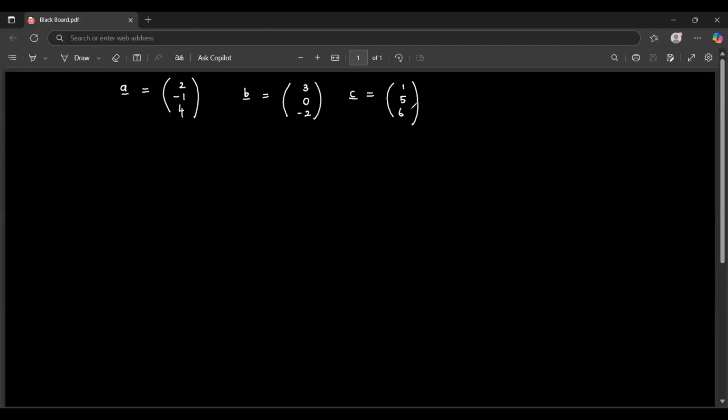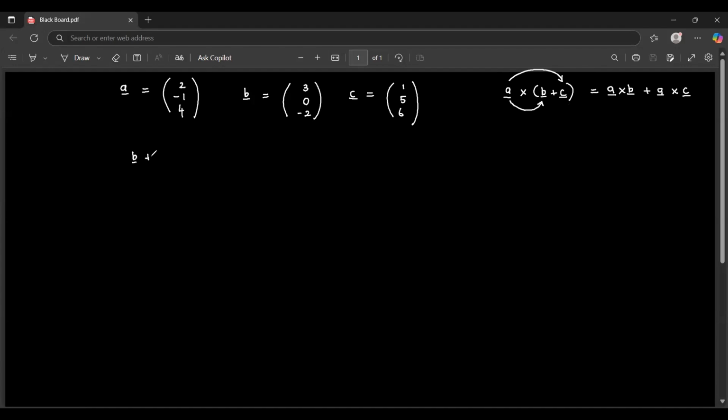What I want to show here is the vector product of A cross B plus C is always equal to A cross B plus A cross C. So you will do the vector product with the first one and then the vector product with the second one, but the output will be the same on both sides. Let me prove that to you.